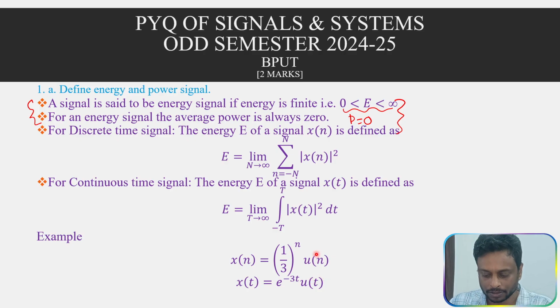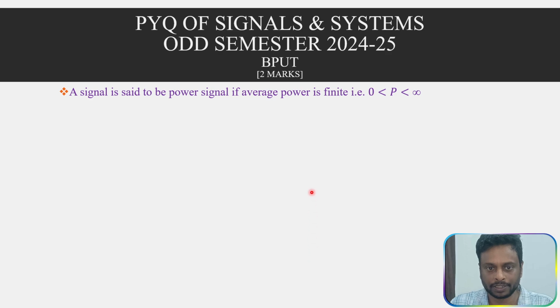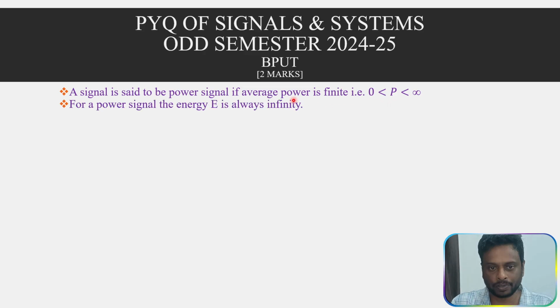Okay. So next is the power signal. A signal is said to be a power signal if the average power is finite, and in this case, for a power signal, the energy is always infinity. Okay. So if these two conditions are met, that is called a power signal. So if E equal to infinity and the average power is between 0 to infinity, then it is said to be a power signal. Okay.